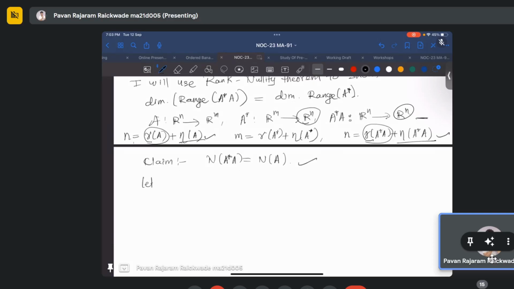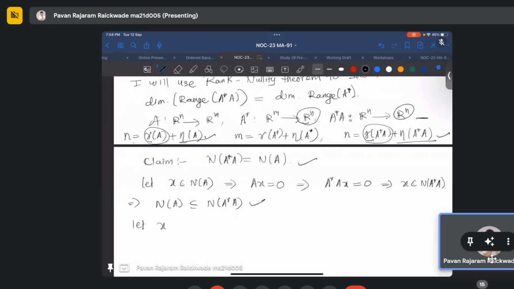Let an element X belong to the null space of A. This implies AX is 0. Then this implies A star AX is 0, because the zero element always maps to the zero element under a linear transformation. This implies X belongs to the null space of A star A. So one side is done. That means we have proved that the null space of A is contained in the null space of A star A.